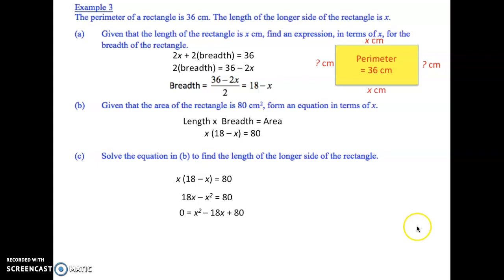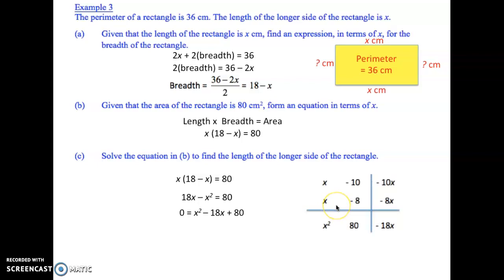Note that I've moved my negative x squared and my 18x to the right-hand side instead of moving my 80 over to the left so that I can keep the coefficient of my x squared positive. Now that we have this quadratic equation, we want to factorize it.